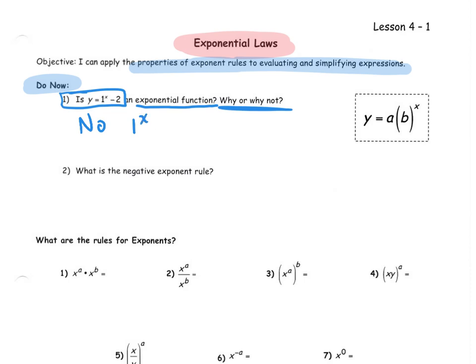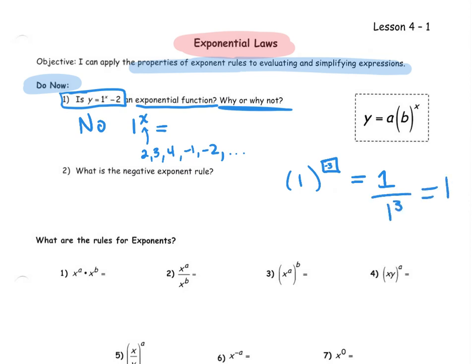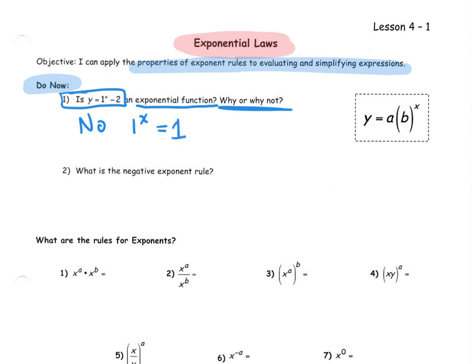Guys, what's 1 to the x? What if x is 2, 3, 4, -1, -2? 1 to the anything is 1. 1 to the third is 1. 1 to the negative third is 1. That's just 1 over 1 cubed, which is still 1. So whatever we raise 1 to, it's always going to be 1. So 1 to the first is equal to 1.